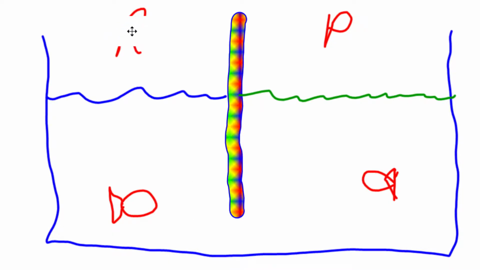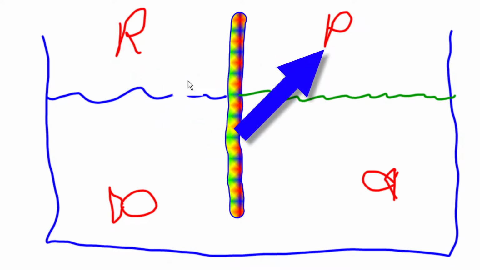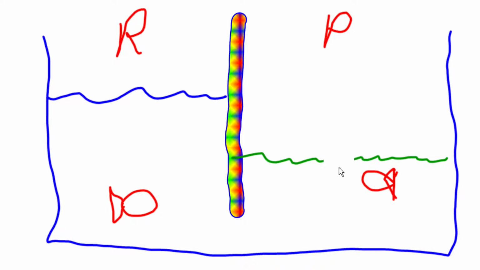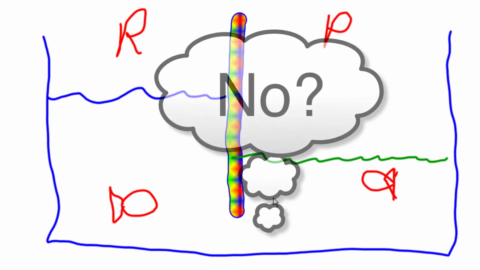On the left, I've got R, meaning reactants, and on the right, I've got P, meaning products. So this is kind of the setup of a chemical reaction. Now, I've got equal levels of water on both sides. So we would say this is at equilibrium. Okay, let me give you an option. Is this system at equilibrium?